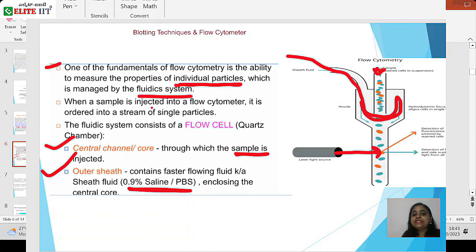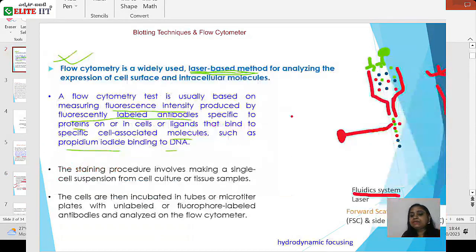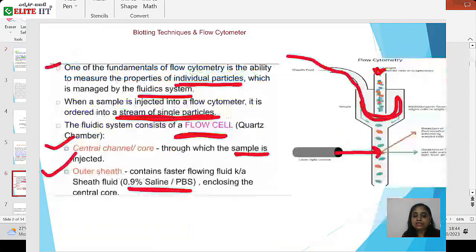Now when a sample is injected into the flow cytometer, it is ordered into a stream of single particles. This is the main thing I'm trying to explain to you. A stream of single particles is very important. Now the fluidic system consists of a flow cell. So the flow cell, the fluidic system, contains the central channel plus the outer sheath. So these are the two things present in the liquid system.